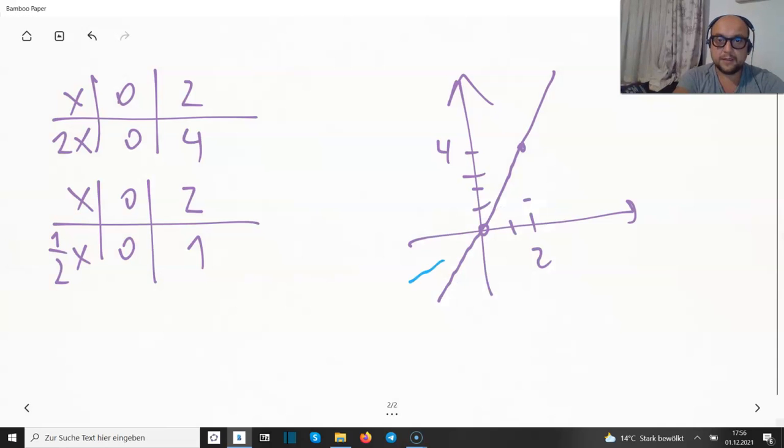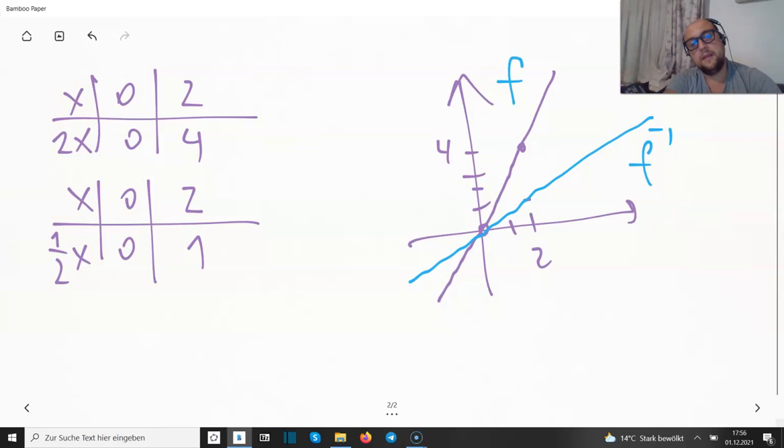Slightly different, isn't it? See what's happening? So this is f to the power of minus 1, and this is f. Okay, and they're somehow symmetric. Symmetric considering what? Symmetric considering the identity function, f of x equals x. This is a huge property, very important one.